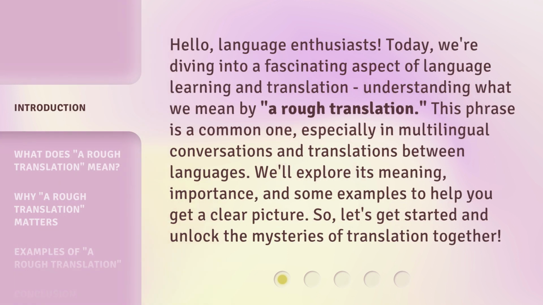Hello, language enthusiasts. Today, we're diving into a fascinating aspect of language learning and translation: understanding what we mean by a rough translation. This phrase is a common one, especially in multilingual conversations and translations between languages. We'll explore its meaning, importance, and some examples to help you get a clear picture. So, let's get started and unlock the mysteries of translation together.